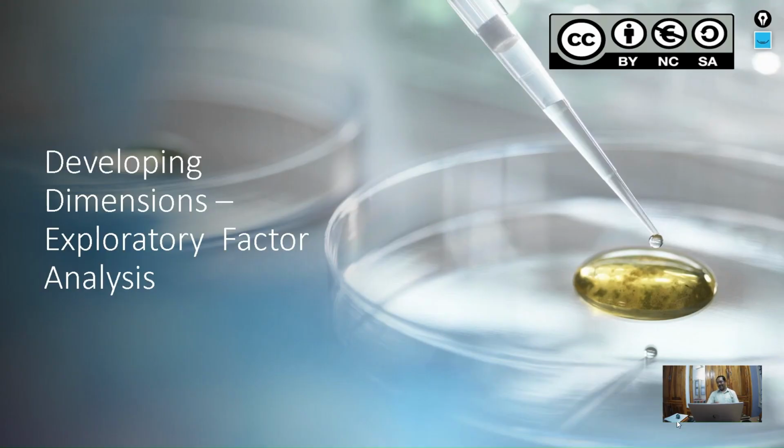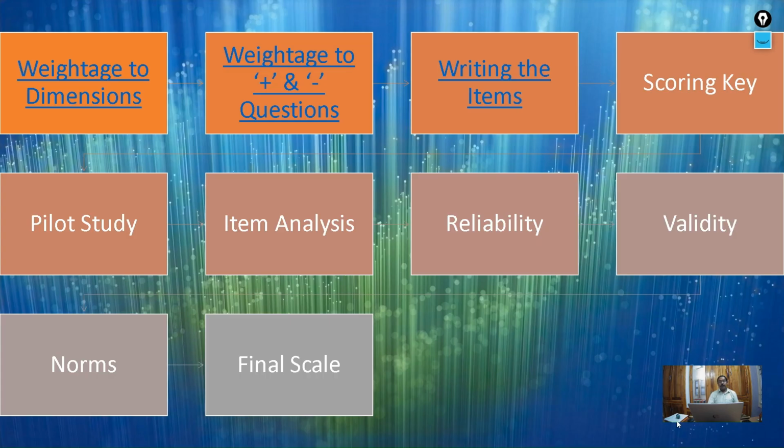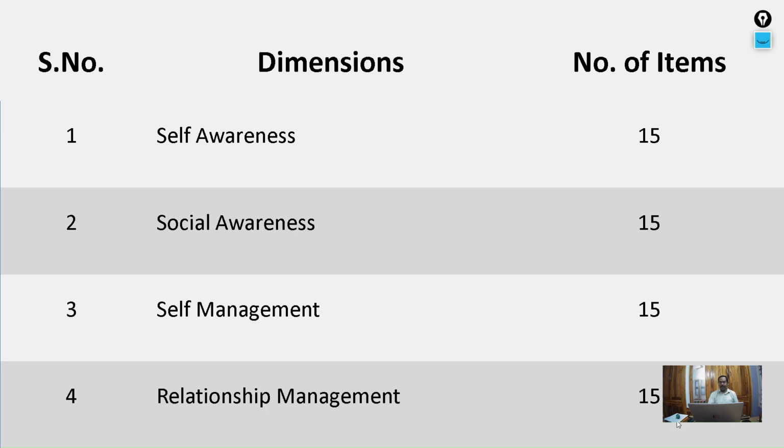Hi everyone. Now in this video we'll see how we can develop dimensions in a scale construction. In the last video we took a pre-existing theory and went on to item analysis. There we saw the following steps: weightage to the dimension, weightage to plus or minus questions, writing the items, scoring key, pilot study, item analysis, all with examples.